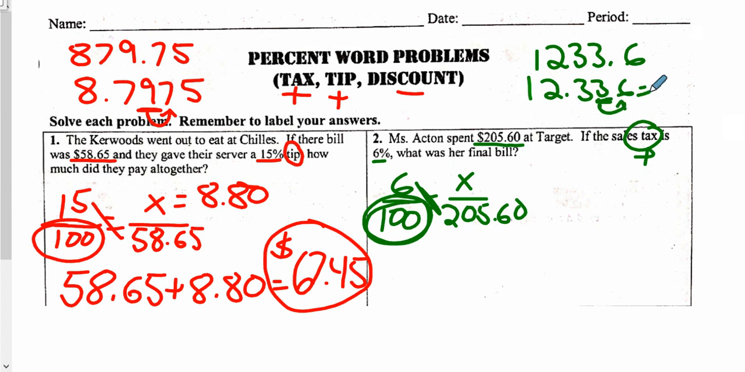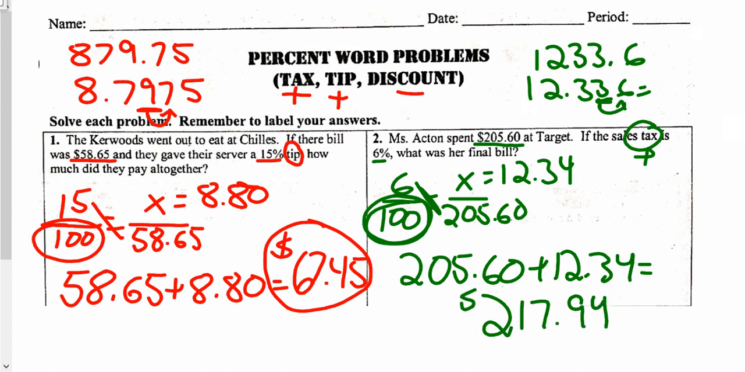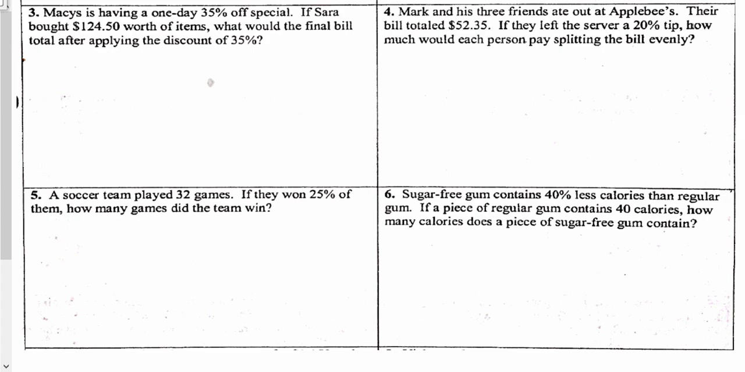So our tax is $12.34. And it's a tax, which means we have to add it back to our bill. So we have $205.60 plus our $12.34. And our answer is $217.94. That's our total price that Miss Acton spent at Target. So let's look at our next group. Number 3.